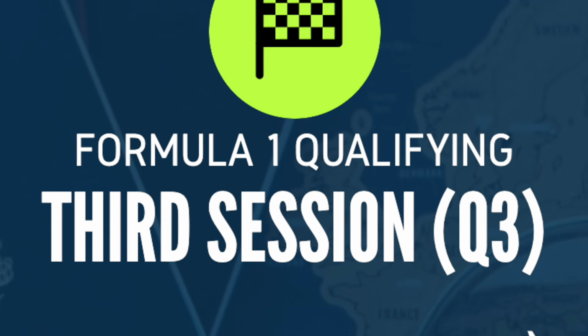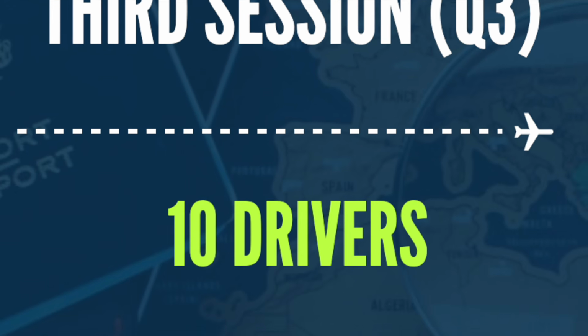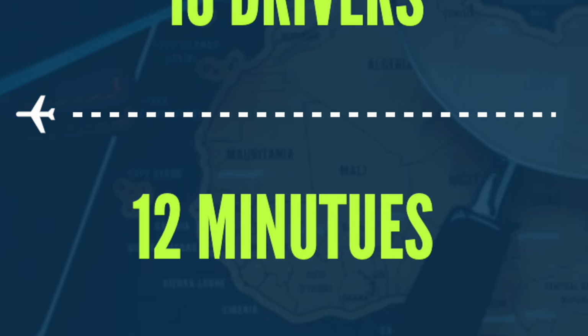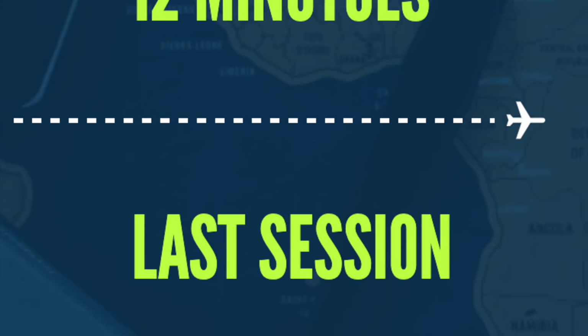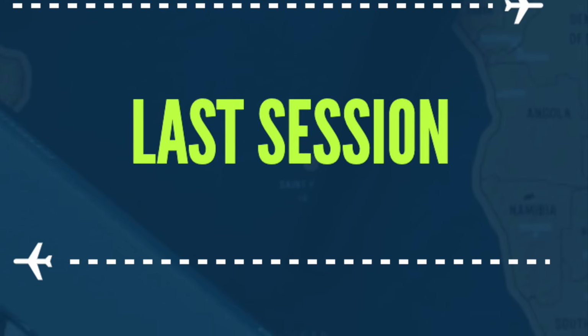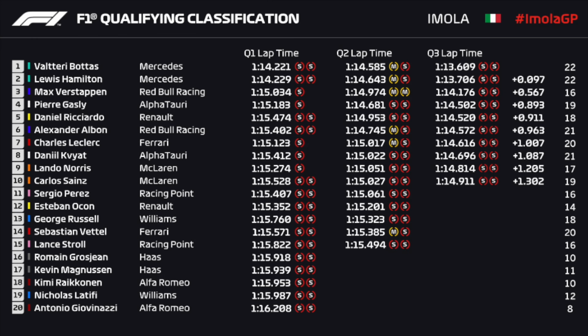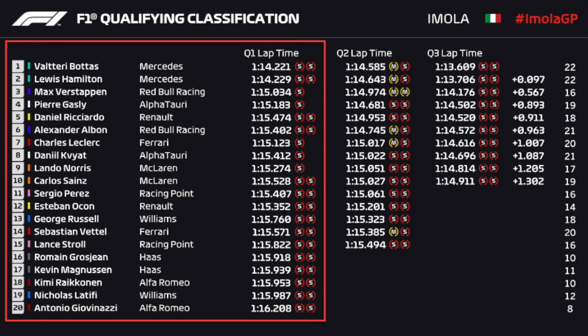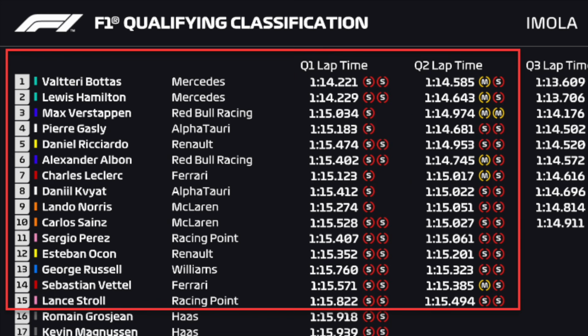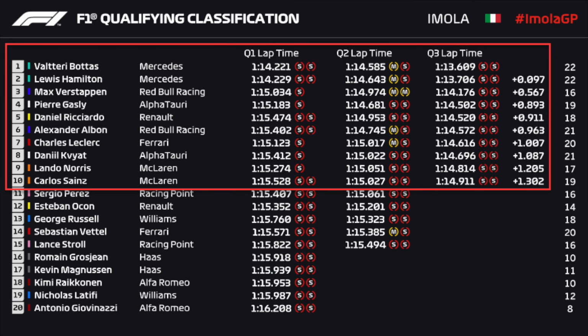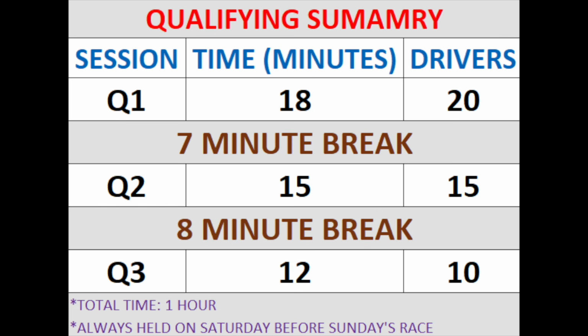Following an 8-minute break, Q3 begins. The top 10 drivers have 12 minutes to set their fastest lap. Pole position is determined in this last session. This diagram shows the results from the 2020 Imola Grand Prix qualifying session. As you can see, there are 20 drivers in Q1, 15 make it to Q2, and the top 10 make it to Q3. In summary, qualifying is a 1-hour event held the Saturday before the race.